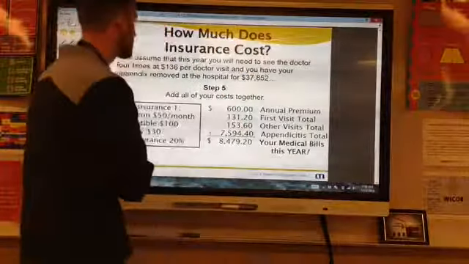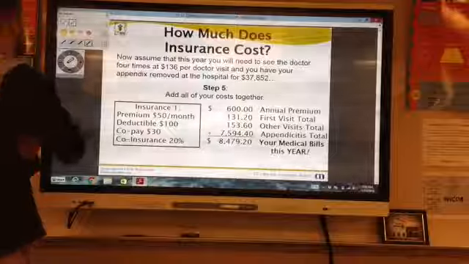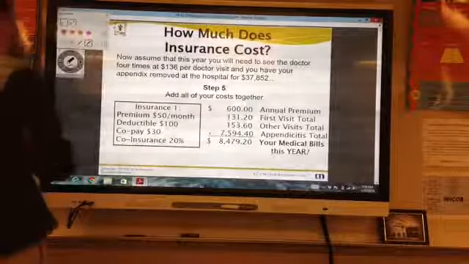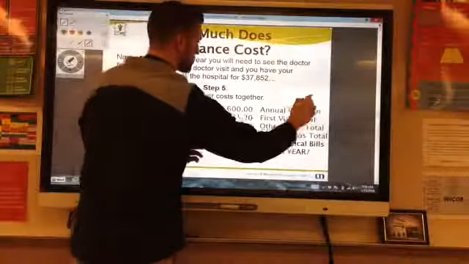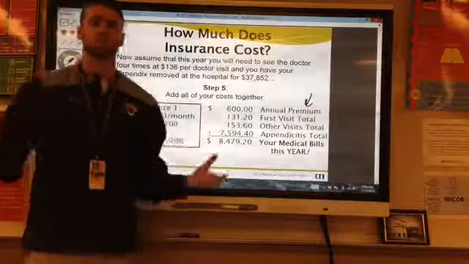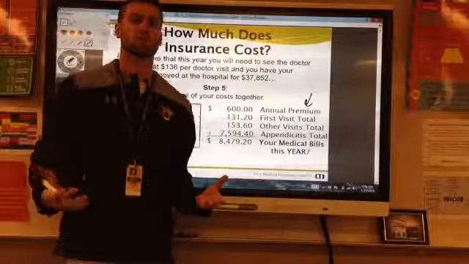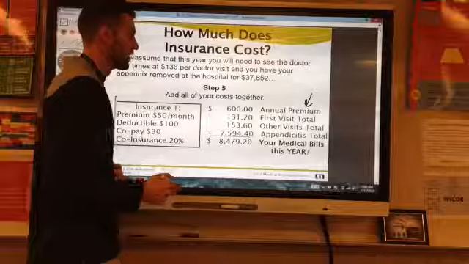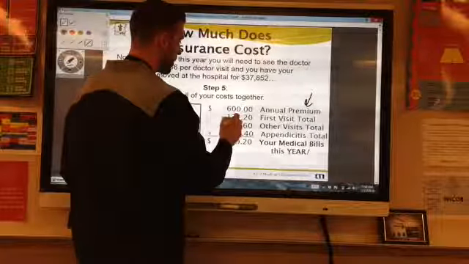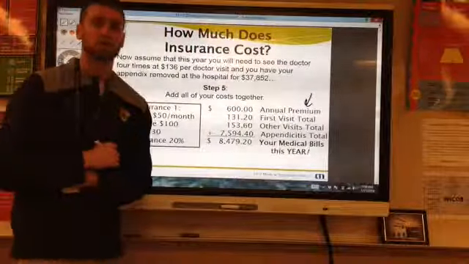Now, step 5. This is the most important one. Okay, we have to add them all up. This is our premium. This is our premium. We have to pay that no matter what, just because we have health insurance, medical insurance. Okay? Our first visit total was the $131.20.